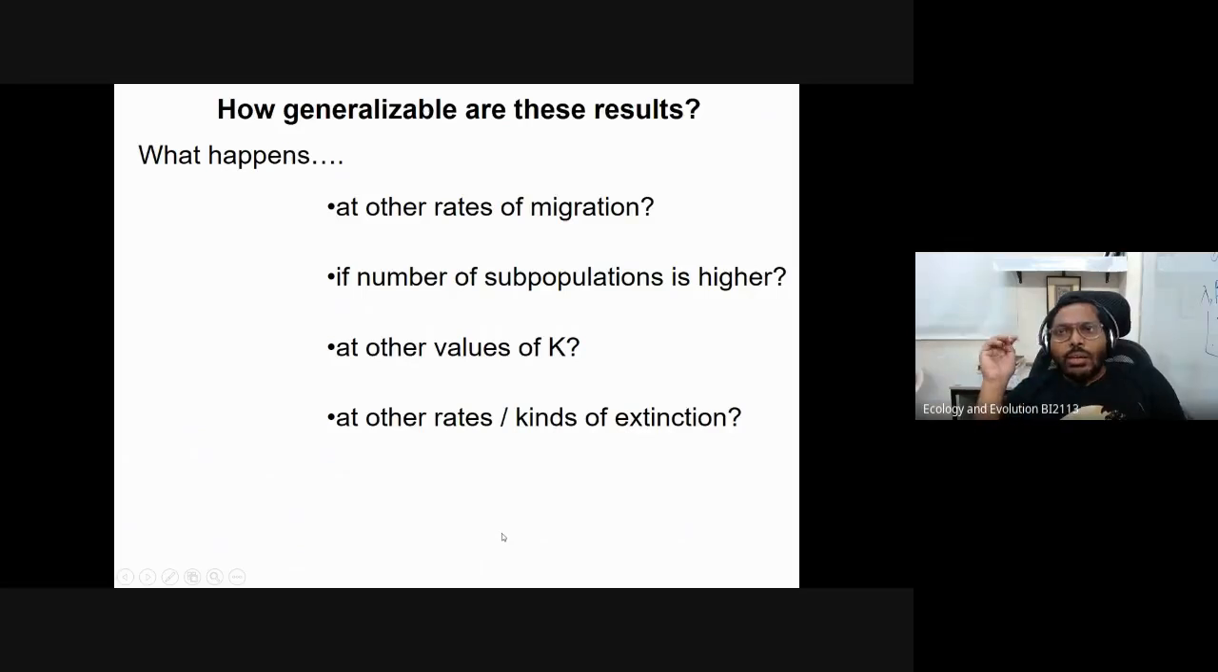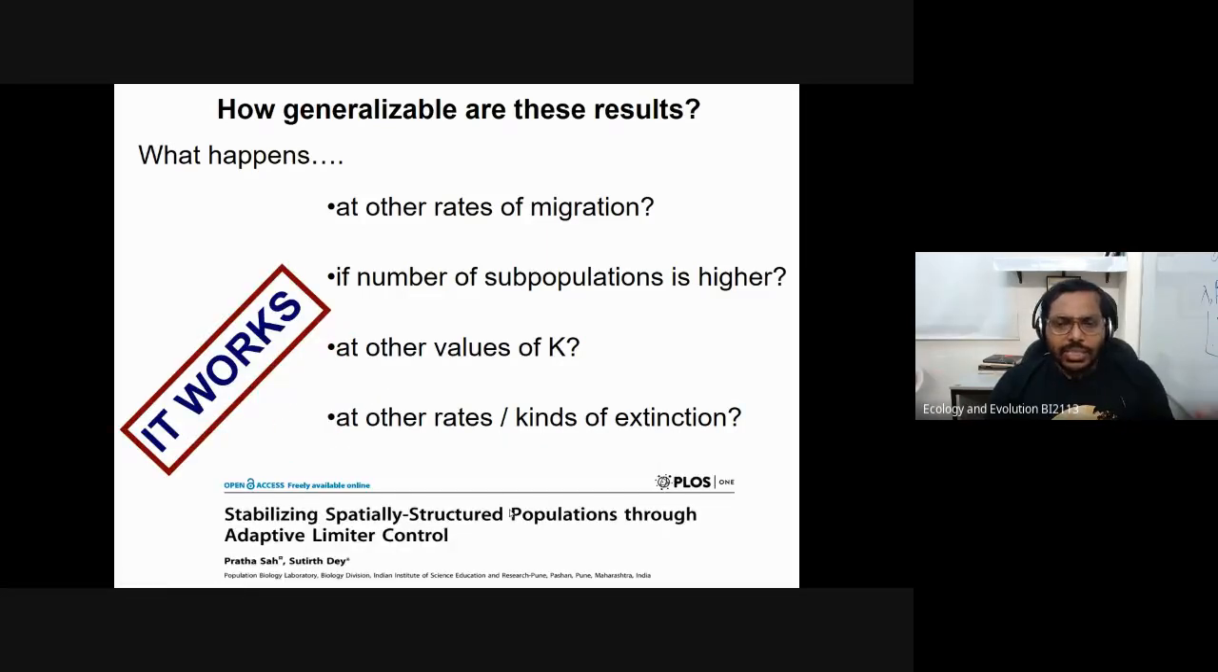So then obviously the next big question was, how much can you generalize? What happens if you have other rates of migration? What happens if instead of two subpopulations you have more subpopulations? What happens if you change the values of k? What happens if extinction rates are changed? What happens if you have different ways of putting in extinctions and so on? In any theoretical study, these kinds of questions always arise. So we did a very, very extensive theoretical study on this, and essentially we ended up showing that this method, adaptive limited control, is going to work under all these circumstances.